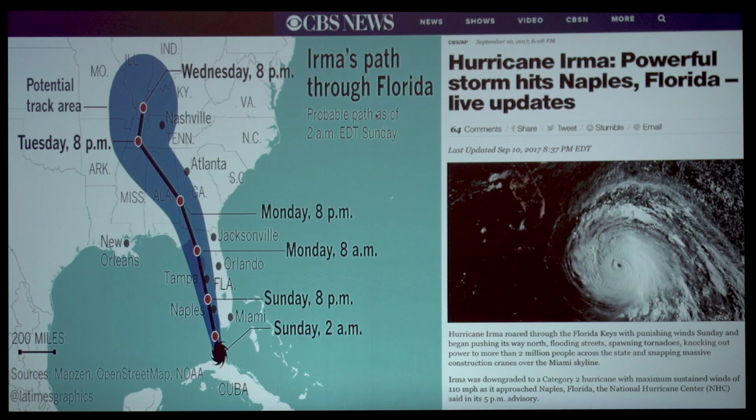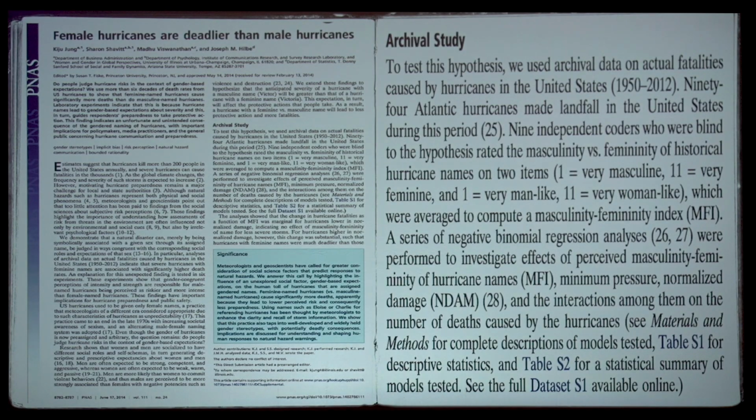Hurricanes and hurricanes, another probability issue, and it was actually timely. I had this stuff in there before Irma swept into town. So this paper, female hurricanes are deadlier than male hurricanes. To test this hypothesis, we used archival data on actual fatalities caused by hurricanes from 1950 to 2012, and so forth. 9 independent coders who were blind to the hypothesis rated the masculinity versus the femininity of the historical hurricane names from 1 to 11.